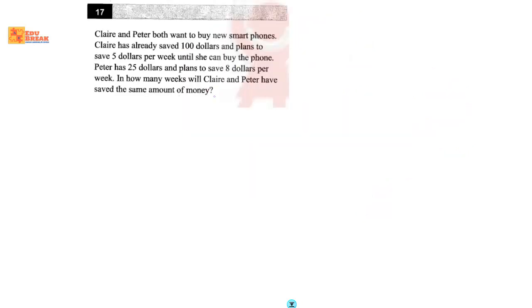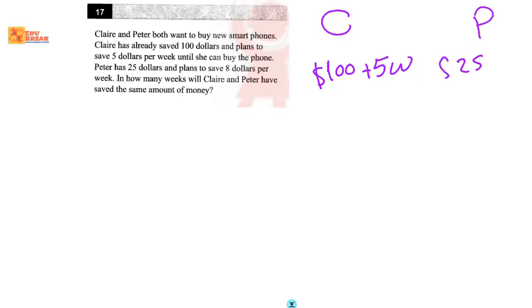Question 17. Calera and Peter both want to buy new smartphones. Calera has already saved $100, and she plans to save $5 per week. It means we have 5 times W to buy the phone. And Peter has $25, and he plans to save $8 per week. It means 8 times W.